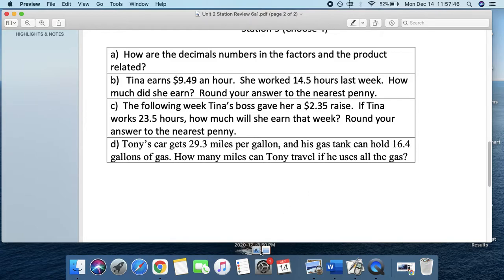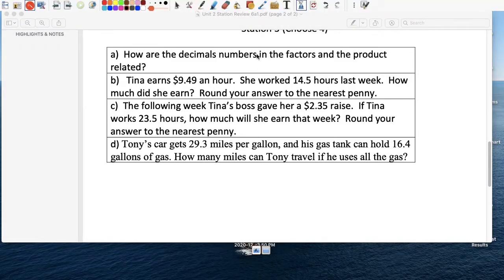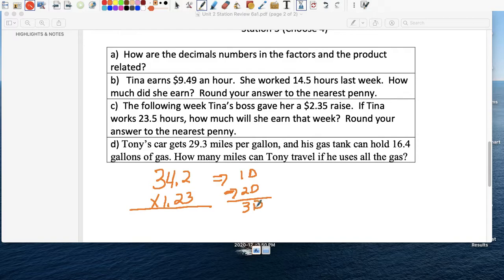There's only 4. How are the decimals and the factors and the product related? Remember, guys, let's multiply these two numbers times 1.23. There is 1 decimal here, and there's 2 decimals here. What do I do with those? I add. What does this tell me?